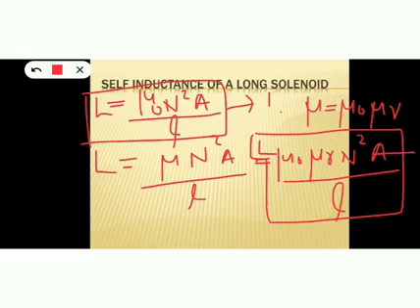First expression is the self-inductance of a solenoid when it is kept in air, and second expression gives the self-inductance of a long solenoid when it is introduced in a medium. So from this expression it's very clear the self-inductance of a solenoid depends upon some factors. Which are those factors? N, that is number of turns, then area of the solenoid, and also the permeability of the medium. Okay, so these are the factors on which self-inductance of a solenoid depends: number of turns, area, and also the permeability of the medium.